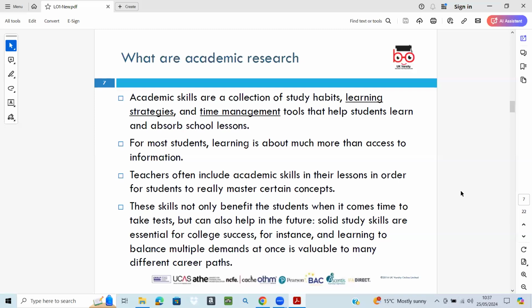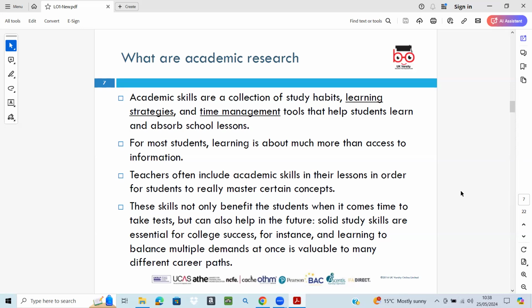Then we have to collect the data. So we can employ qualitative, quantitative, or mixed method approaches to gather relevant data. Then we need to do the data analysis, analyzing the data using statistical or thematic methods to draw conclusions. Then we have conclusion and reporting, summarizing findings, drawing conclusions, and communicating results through publication or presentation.